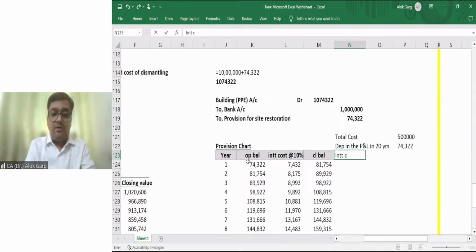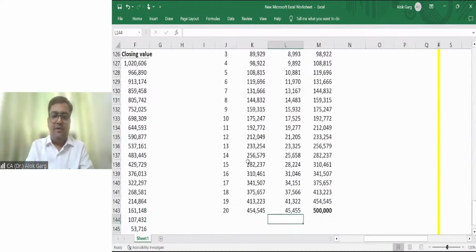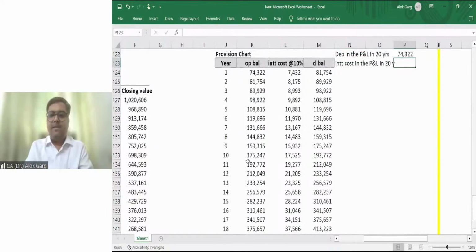Now interest cost in the P&L in 20 years. How much? So 74,000 entry you have done. Asset to liability. And now this 74 has to be 5 lakh. How much is the interest cost? Let me give you the total of interest here. In 20 years, the total interest cost will be how much?